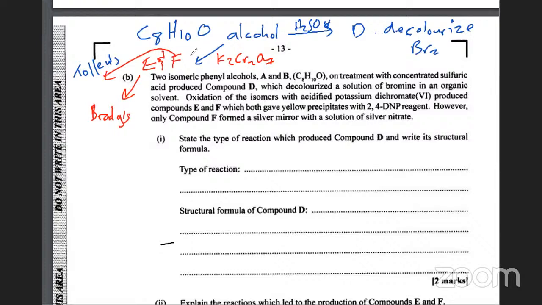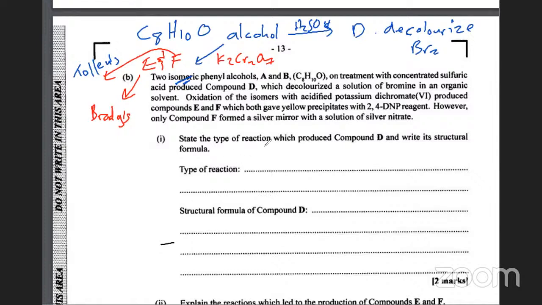Now remember the question started out by saying you have two isomeric alcohols. And by now you should be realizing that one of those isomeric alcohols is primary and one is secondary. So whichever alcohol produces compound F should be primary. And whichever one produces compound E should be secondary, because we can safely say that compound E is a ketone. All right, so let's go now and actually answer the questions.